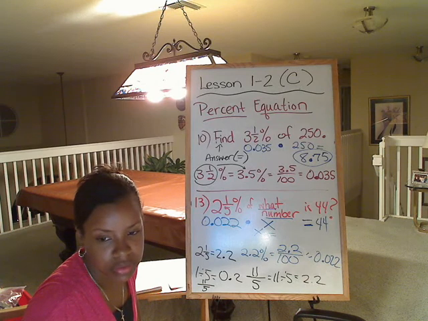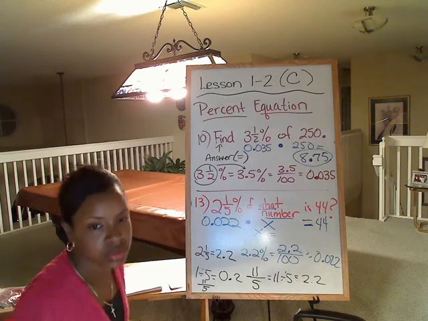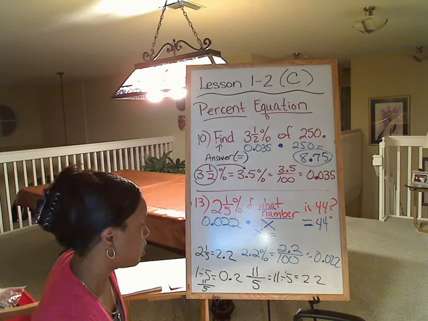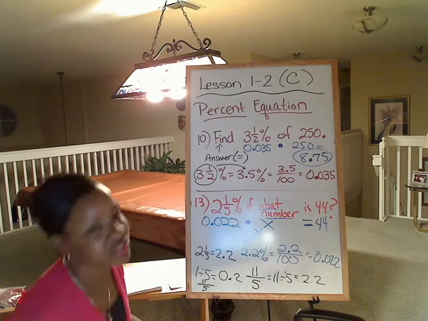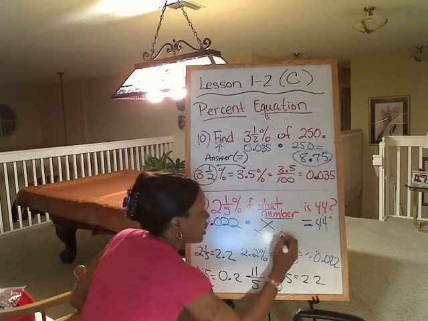44 divided by 0.022 equals 2... No, I did something wrong. That's clearly not right. 2,000. I'm sorry, I wasn't reading. 2,000.